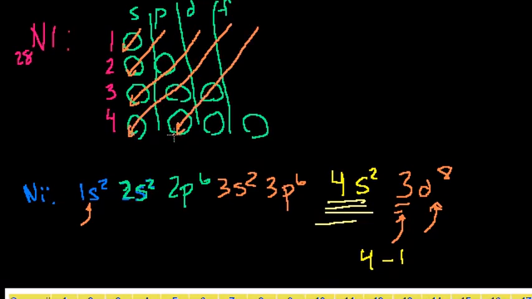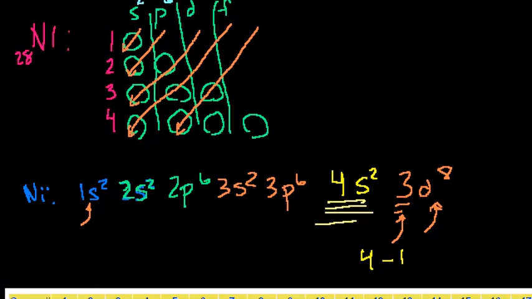In this diagonal down like that. And you just have to know that there's only 2 that can fit in S, 6 in P, and in this case 10 in D, and we can worry about F in the future. But if you look at the F block on a periodic table, you know how many there are in F. So you fill it like that.